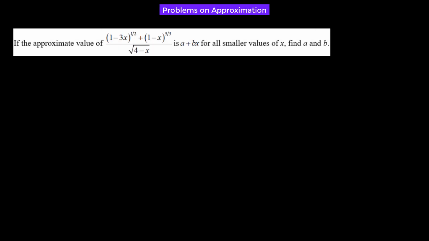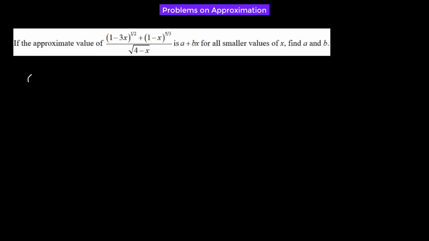In this particular question, it is given that the approximate value of the given expression is equal to a plus b times x for all small values of x. We need to then find the values of a and b. So let us begin by approximating each term of the given expression.